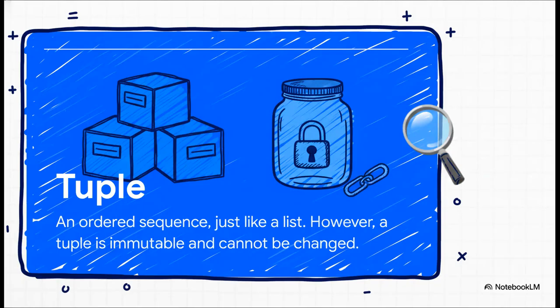Now, the other kind of ordered collection is something called a tuple. It's a lot like a list, but imagine you took that open box and vacuum sealed it shut. Once it's sealed, that's it. You can't add, remove, or change anything. Just like a string, a tuple is immutable.